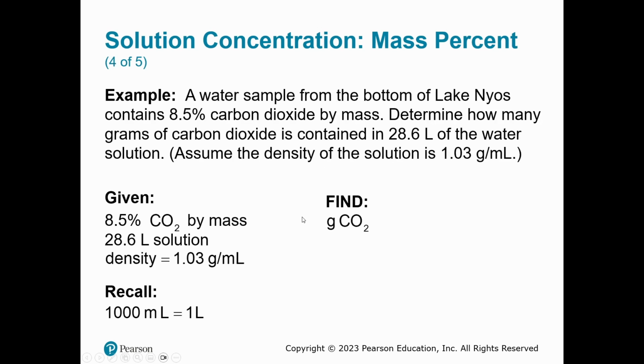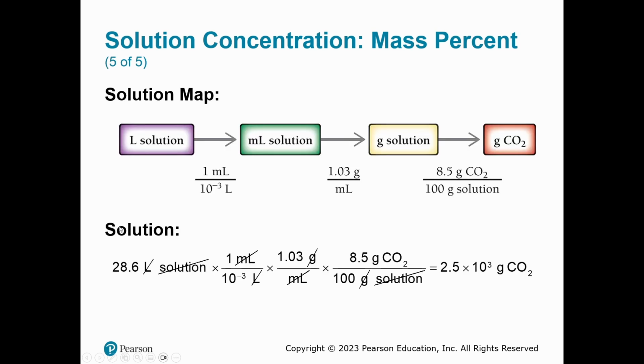So here would be an example. Given this sample, it contains this much CO2 by mass. How much mass of CO2 is there in total? Not by percentage, but just in total. So we know there's this much volume. This is the percentage. We have the density. We have all the things we need to convert. We can just think of this as grams per grams, 8.5 grams per 100 grams. Or we can just treat it as the decimal. Same thing. Here would be our dimensional analysis.